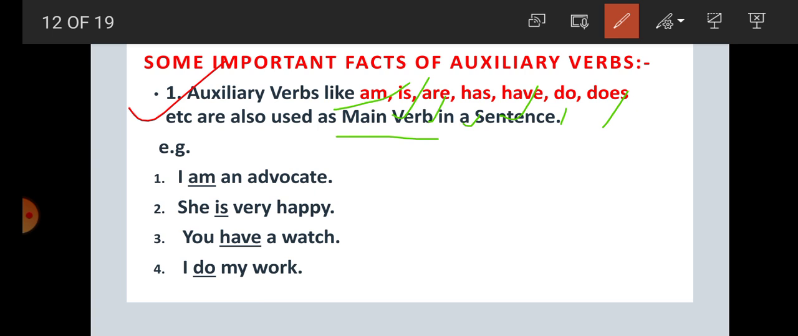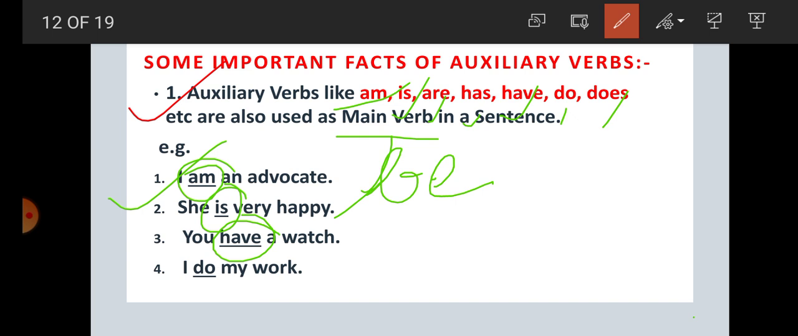For example, I am an advocate. Here, students, is there a main verb? No. What is the main verb here? Am. And am is a form of be. This am comes in the family of be. She is very happy. So here is is the main verb and it also comes in the family of be. You have a watch. Here what is have? Have is the main verb. So have comes in the family of have. I do my work. So what is do here? Do plays the role of main verb because there is no other verb.